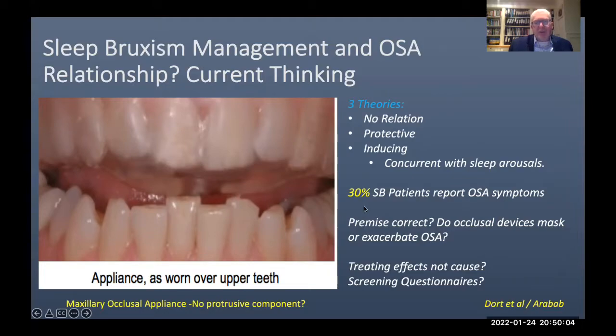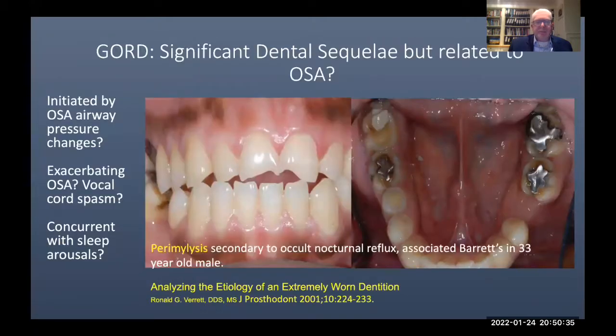So if that premise is correct, standard occlusal devices, which will allow the mandible to retrude, can potentially exacerbate OSA. So treating bruxing patients per se may be managing and protecting vulnerable dental tissues, but exacerbating an existing propensity for sleep disordered breathing or sleep apnea. So this is something that's an ongoing debate.